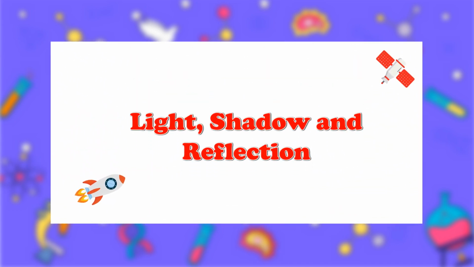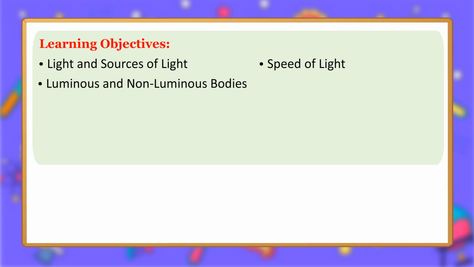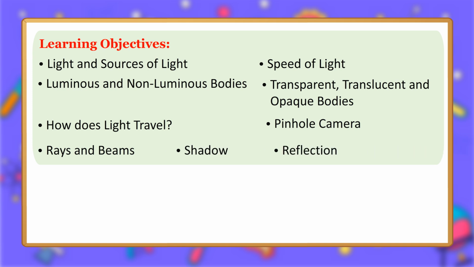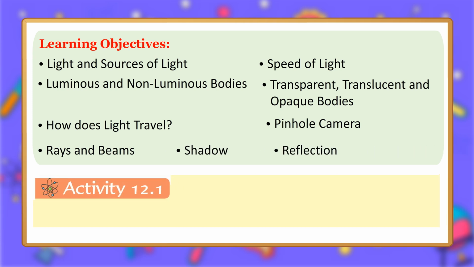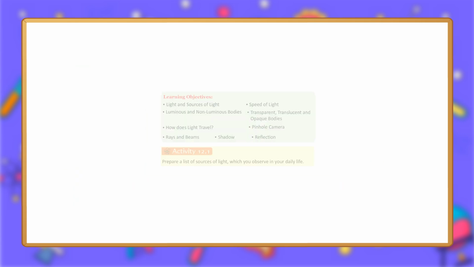Light, shadow and reflection. Learning objectives. Light and sources of light. Speed of light. Luminous and non-luminous bodies. Transparent, translucent and opaque bodies. How does light travel? Pinhole camera. Rays and beams. Shadow. Reflection. Activity 12.1. Prepare a list of sources of light, which you observe in your daily life.